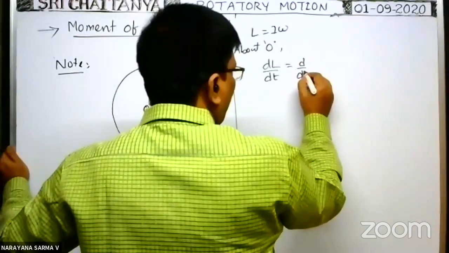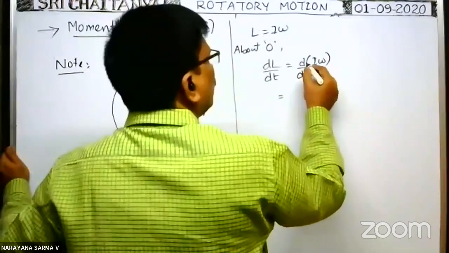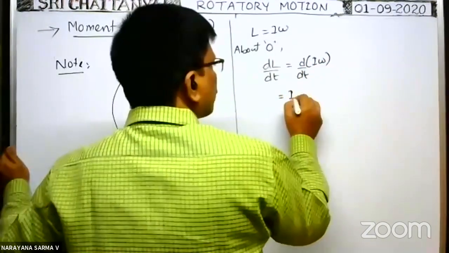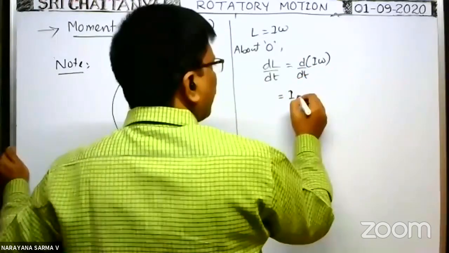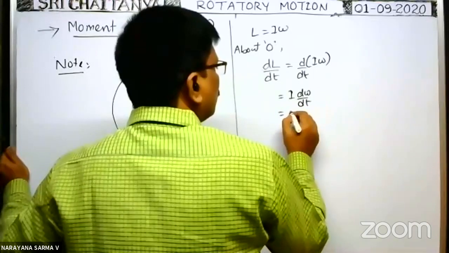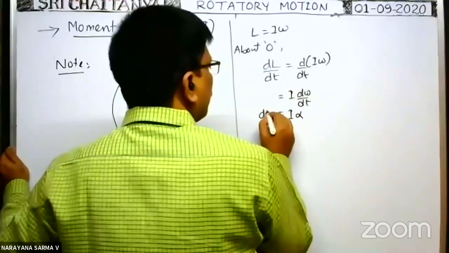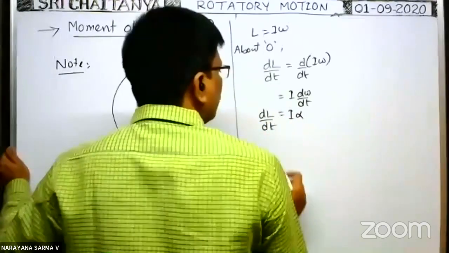d by dt of L means I into omega. That is equal to d by dt; I is constant, you write outside. I into d by dt of omega means d omega by dt. d omega by dt means angular acceleration. So I into alpha we can write now. This is dL by dt.